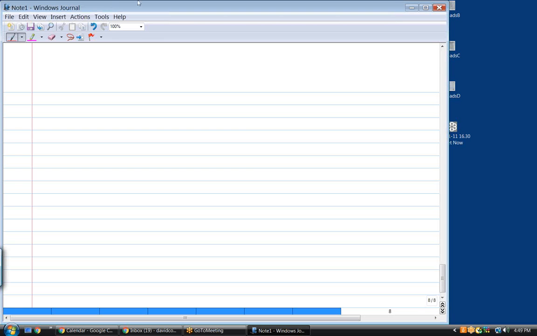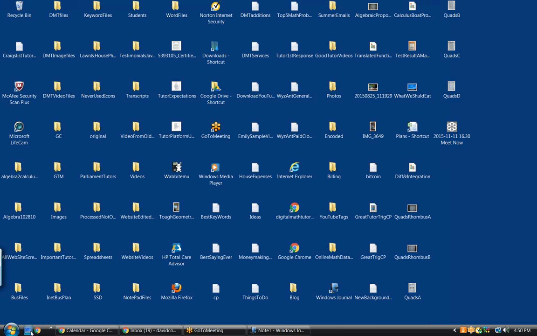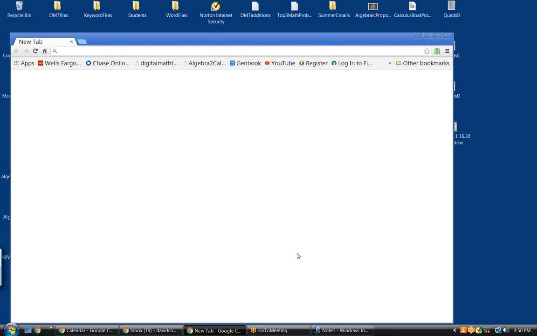Okay, cool. Y equals negative 6x to the 5th plus 14x squared plus 20. Okay, and what's the question? Find the relative maximums and minimums. Write the increasing and decreasing intervals and find the real solutions. Okay, are we allowed to use a calculator? Yes. Okay, let me pull this up on my Wolfram Alpha, and we'll take a look at it, and then we can answer all those problems.